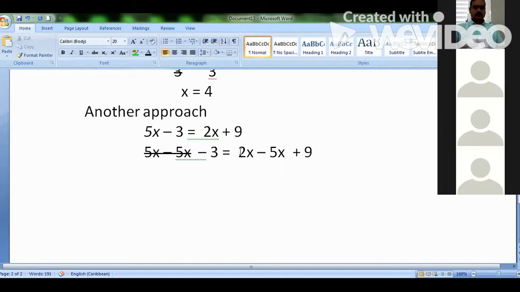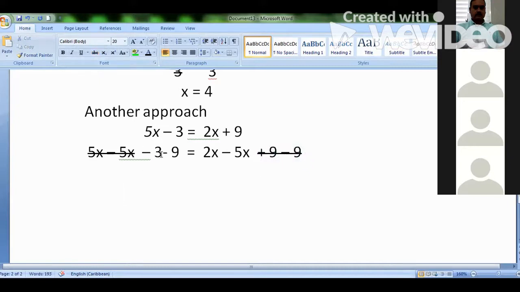Now, if I want all the letters to be on the right, I don't want this plus 9. How am I going to get rid of plus 9? By subtracting 9 on the right and subtracting 9 on the left. Everybody see that? What's 9 from 9? 0.